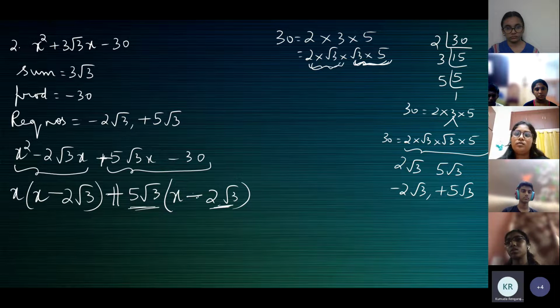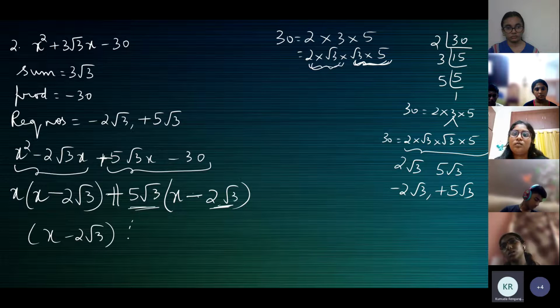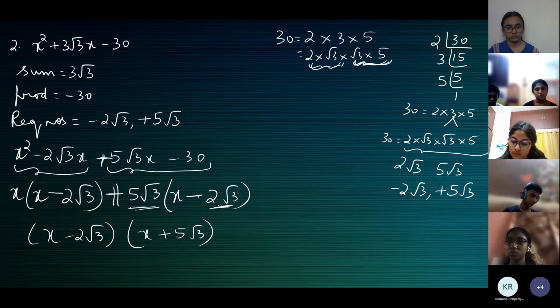Now x minus 2 root 3 is common. Write it out once and gather the terms outside the bracket: x plus 5 root 3. Yes, children, please write down.